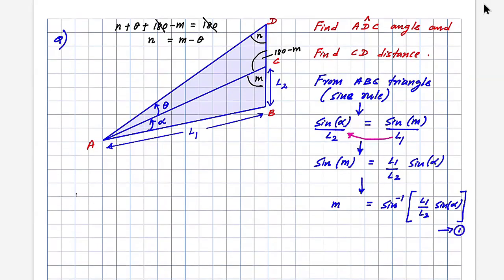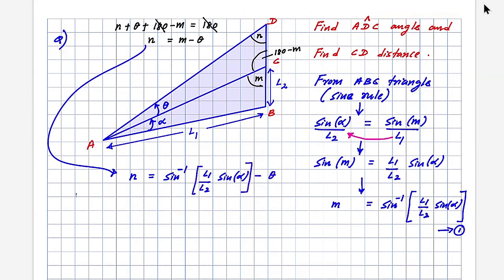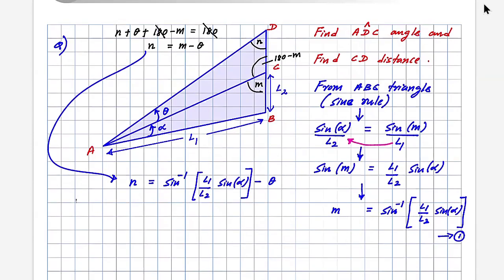So once you know that, you can find n from here in this way. N is equal to m value is this. Just copy. Minus, put this one properly, minus theta. That's the answer for n.